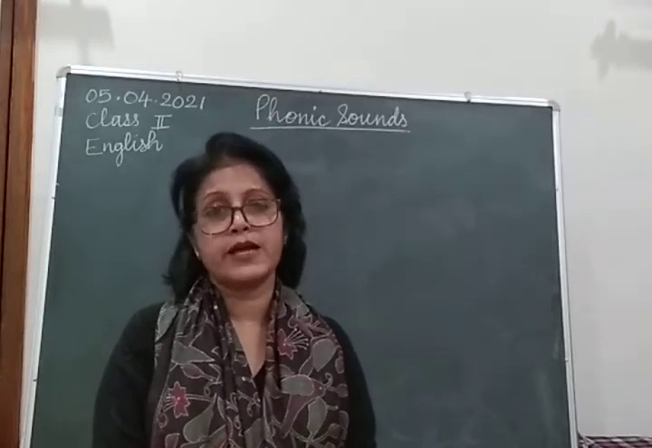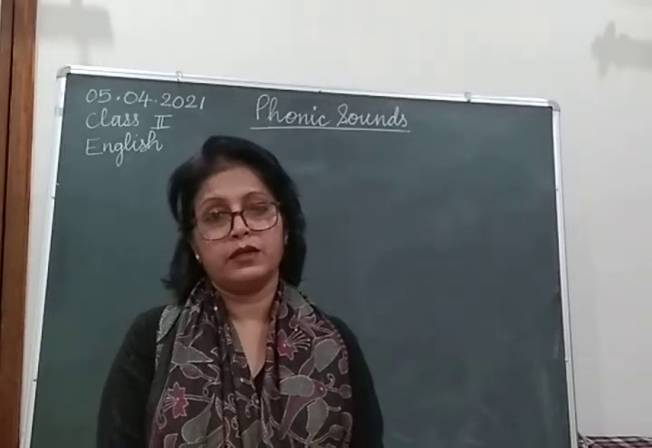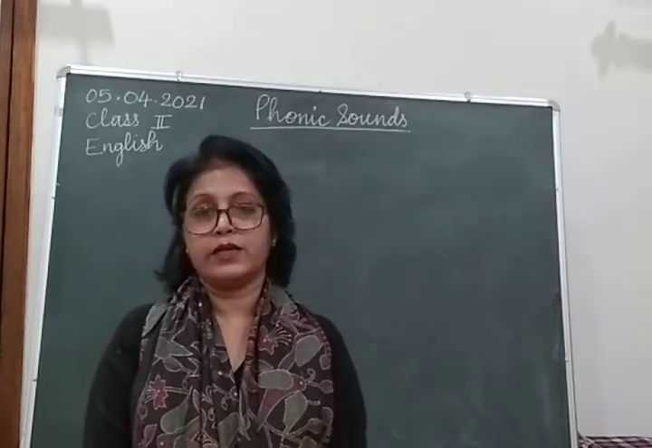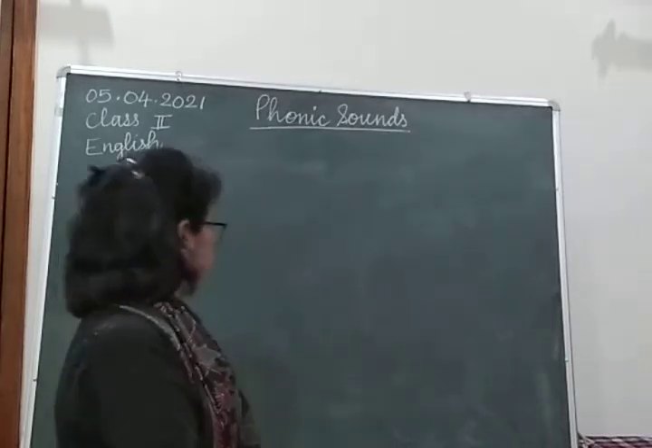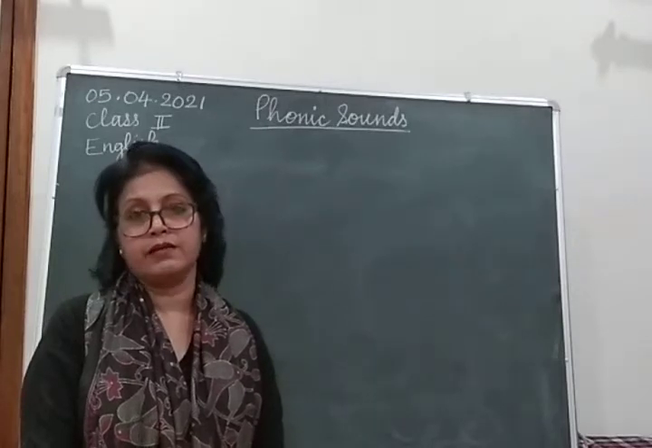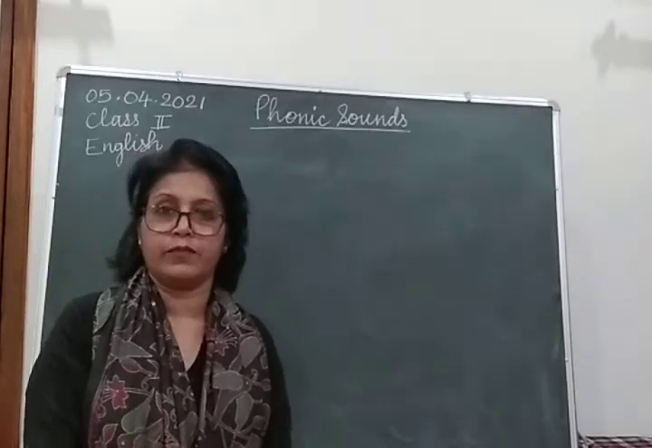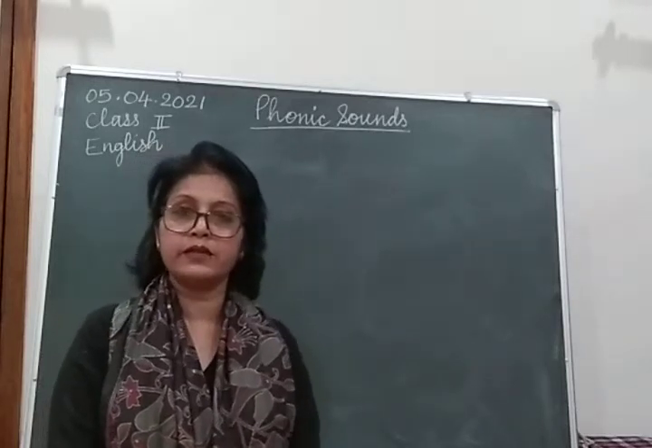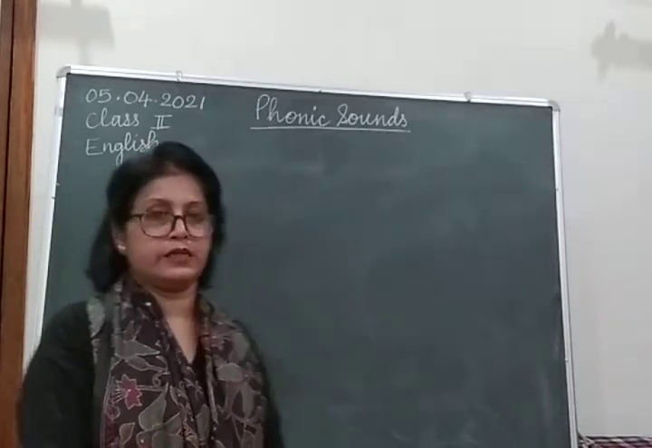Each letter has its own sound. So we'll start with this only in today's class. So, you know that there are 26 letters in English alphabet. From A to Z, how many letters are there? 26 letters. Okay.